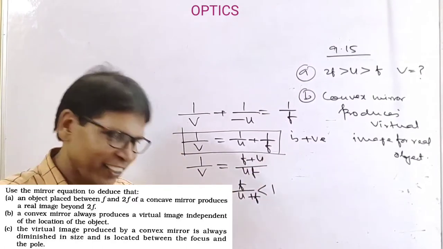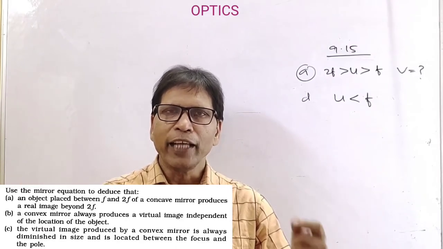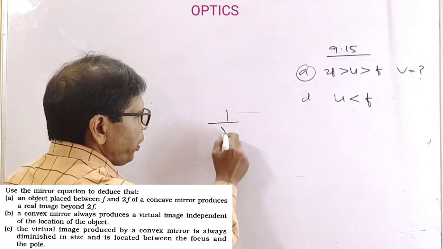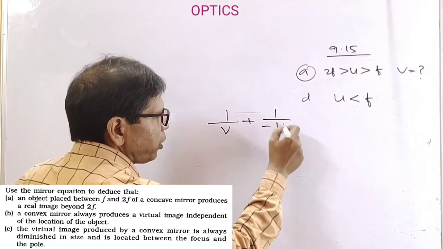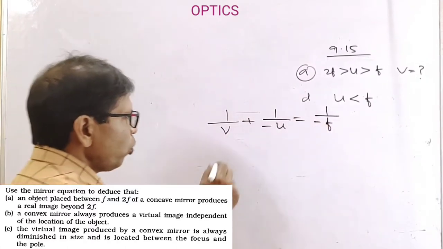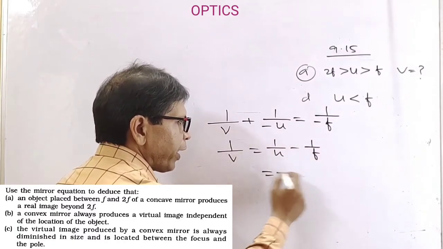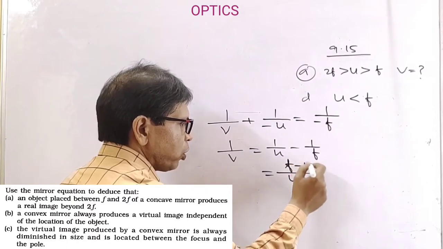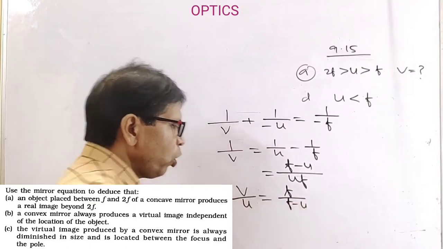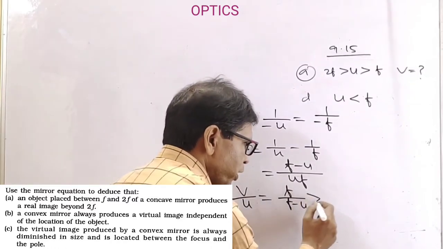Okay, next. In case of a concave mirror, if the object lies between pole and focus, the image becomes magnified and virtual. Now look at this, 1 by V plus, for a real object, this is the minus U, and for a concave mirror, the focal length is negative. So look at this, this is 1 by V equal to 1 by U minus 1 by F. Now take LCM, UF, this is F minus U. So V by U from here, this is F divided by F minus U. Look at this, F minus U is less than F, so F divided by F minus U is greater than 1.